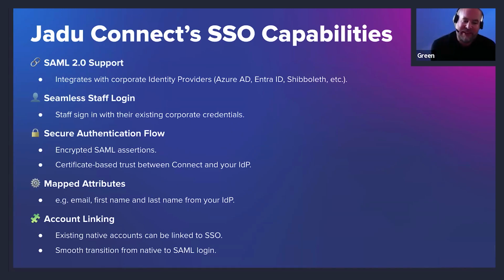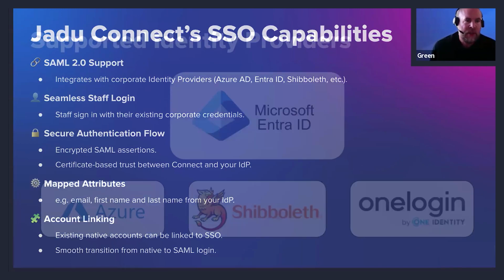If you've already got existing native accounts, which I'm sure that you already have, that's not a blocker to implementing single sign-on in Connect. You don't have to go and create new user accounts specifically linked to a single sign-on. You can take a native account and link it to a single sign-on account without having to recreate those users. And there really is a smooth transition from a native to a sort of SAML single sign-on login that your users can benefit from.